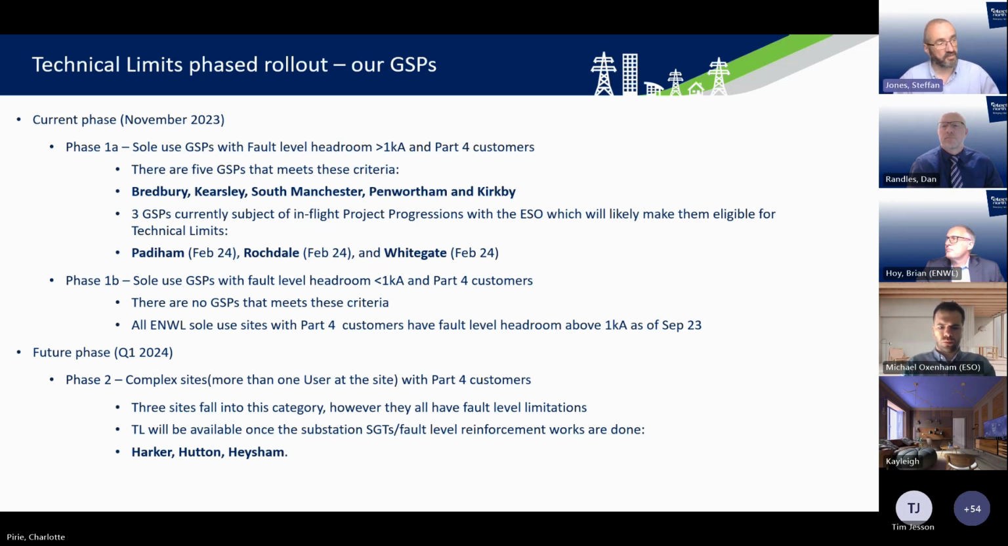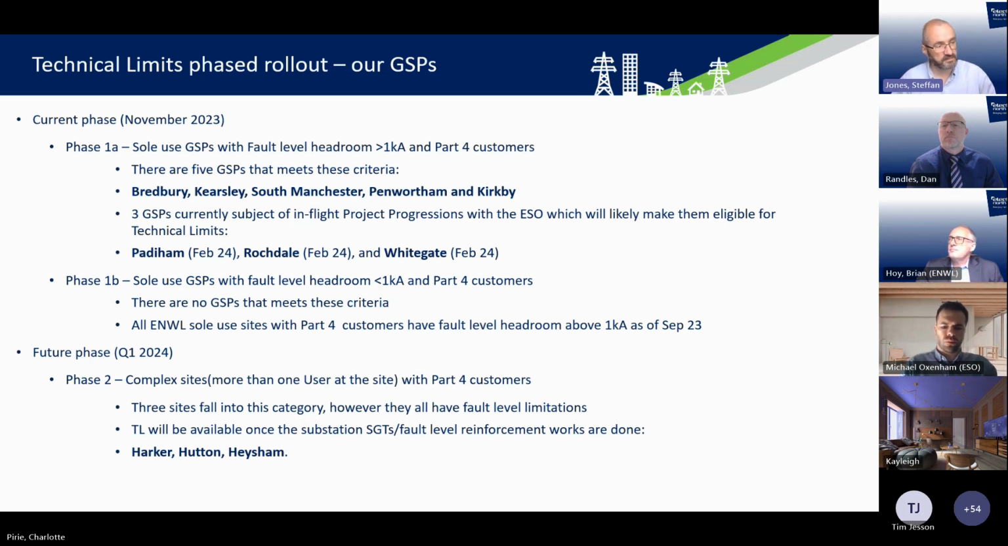We also have 3, potentially 4, that are currently going through a project progression. Because they're going through that process, they won't come out in the initial phase, but we're hoping to see them in the first quarter of next year. So this first group is what everybody's been looking at up to date, and as mentioned earlier, the target for that is November. It's this month, and we will be talking to customers in those GSP groups over the next week or so.